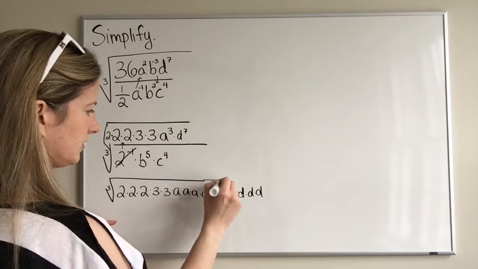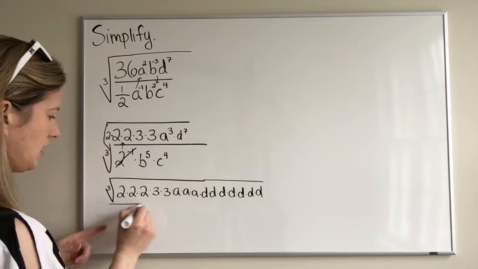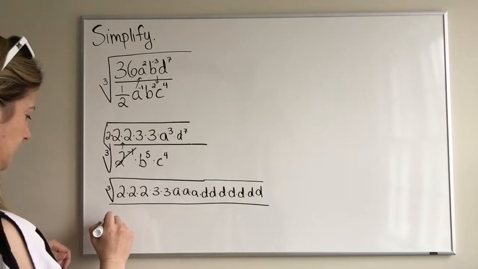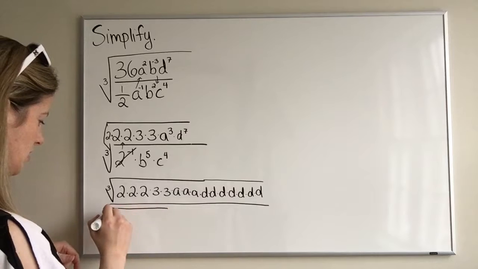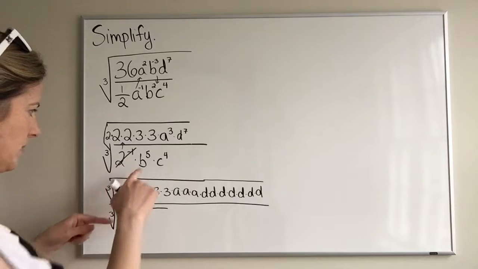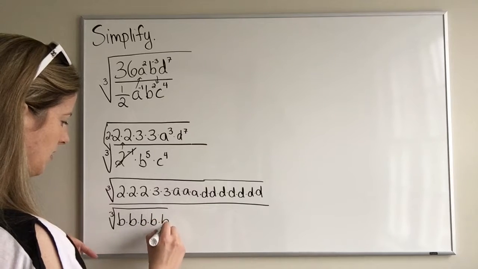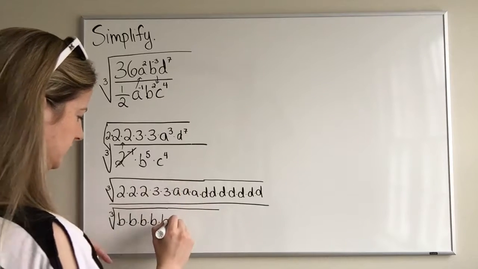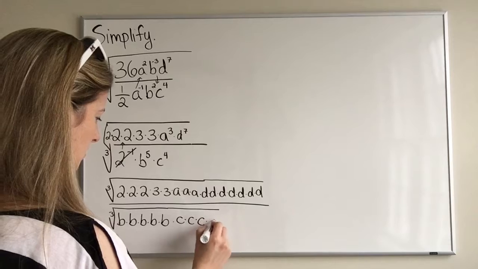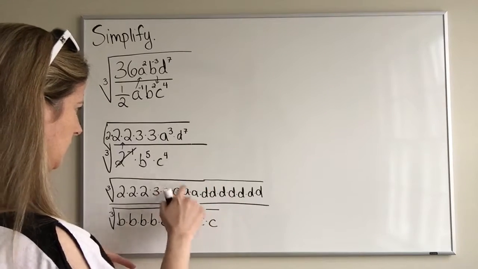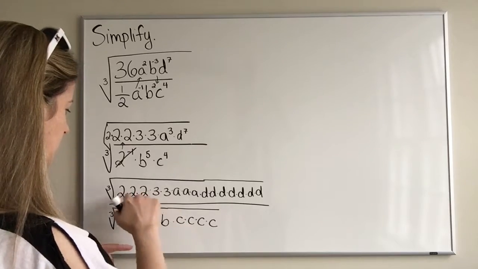I know that's a lot, so you're going to see what's going to happen here in a second. Over, okay, and it's going to be cube root. Okay, and in the denominator, we've got 5 B's, and we've got 4 C's. Okay, so let's just double check. 1, 2, 3, 4, 5, 6, 7. Good. Okay, 3, 4, 5, 3, and 2.